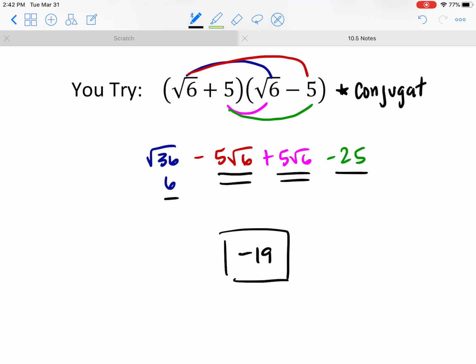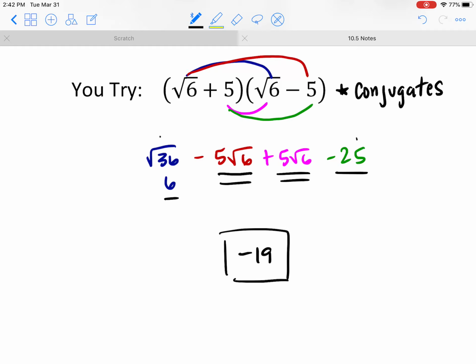So remember what these are called, these binomials that match, right? They're called conjugates. That's when we have the same terms but opposite signs in the middle. And anytime we multiply conjugates, those middle terms are going to cancel. So when I said earlier, if you wanted to skip that work in the middle and just jump from the radical 36 to the negative 25 and combine, you'd be good there.